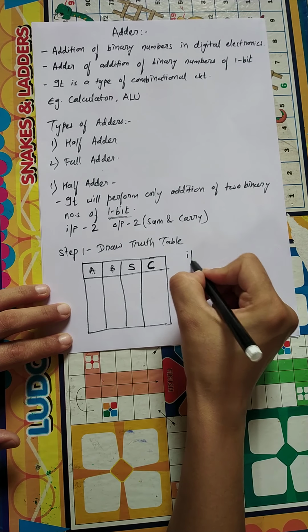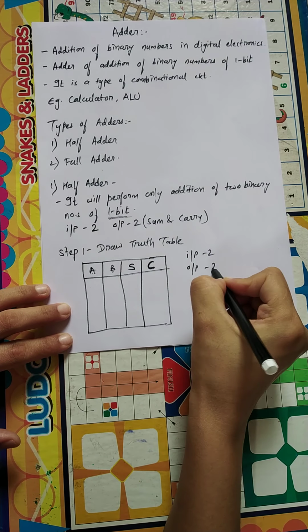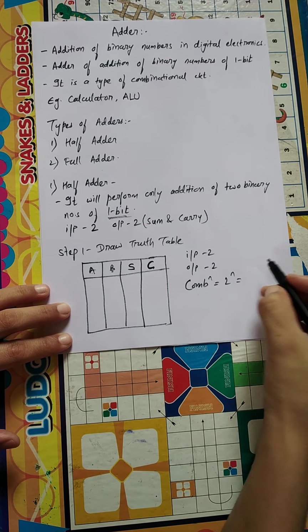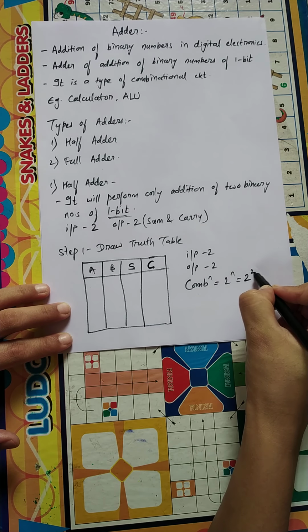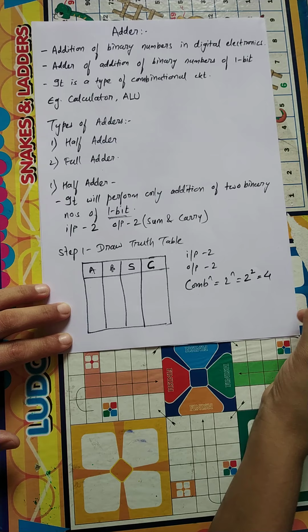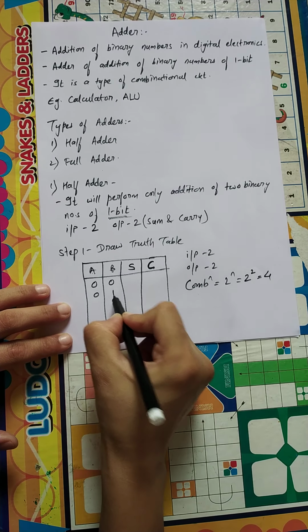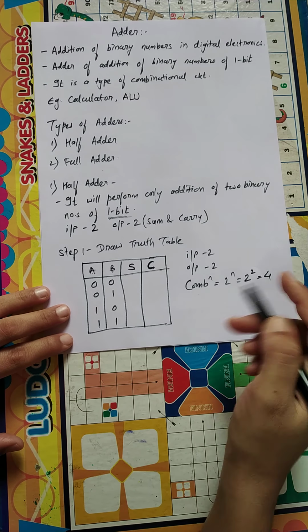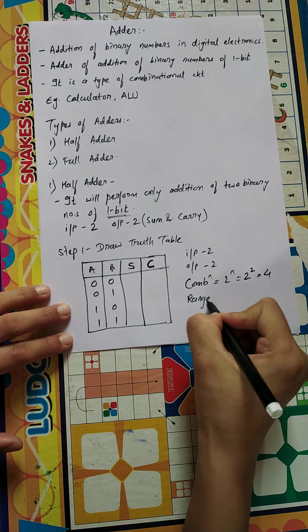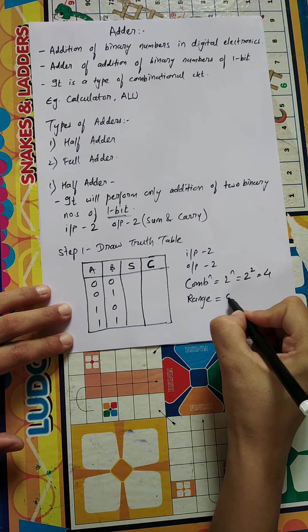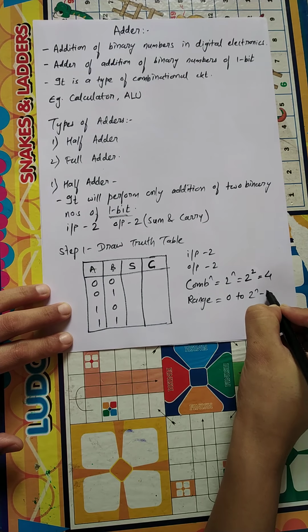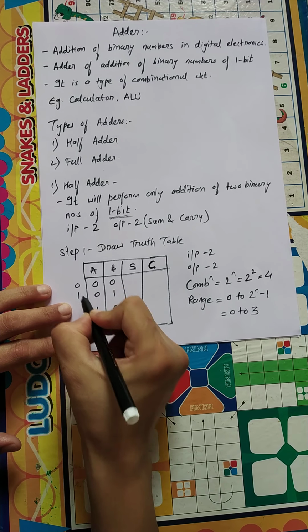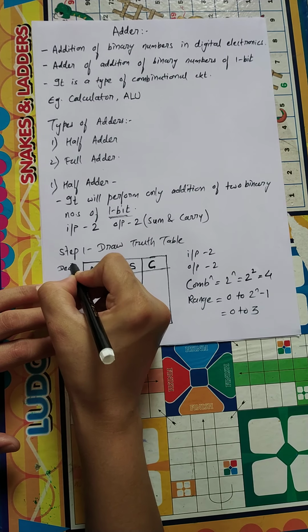Now how many inputs are there? 2. Outputs are 2. Combinations are 2 to the power n, where n is the number of inputs. So the number of inputs is 2, that's why 2 to the power 2, that means 4 combinations are there. That is 0 0, 0 1, 1 0 and 1 1. Right? So these are the 4 combinations. What is the range for this combination? That is 0 to 2 to the power n minus 1. So 2 to the power n means 4, minus 1, that is 3. So this is 0, 1, 2, 3. These are decimal numbers.